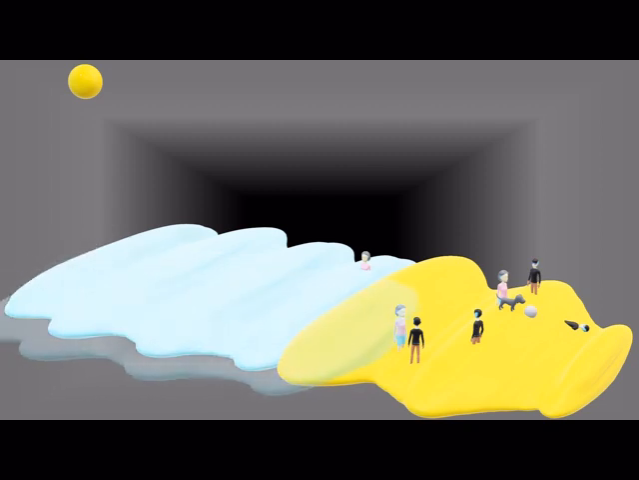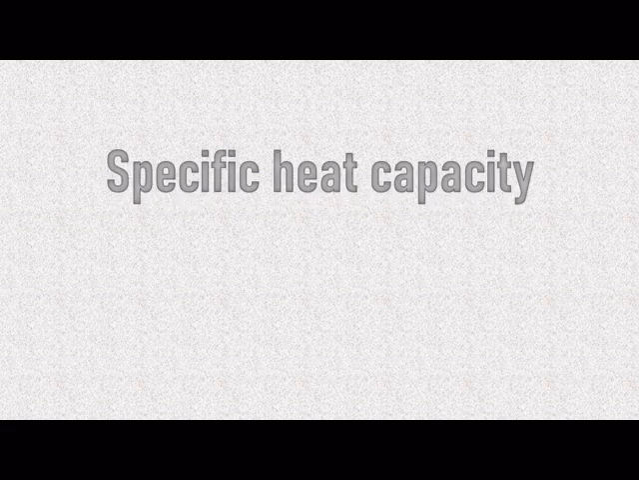But if you look at it, the source which is heating both is the same, that is the sun. So why is it that one object gets heated up to such a large extent while the other isn't? To find answers, we need to look into the concept of specific heat capacity.